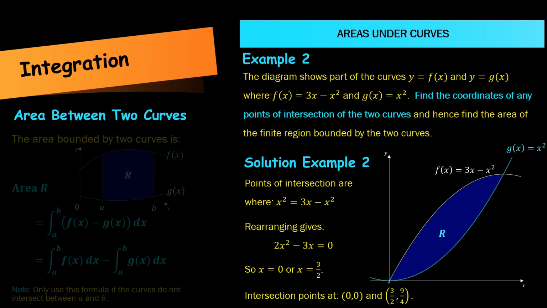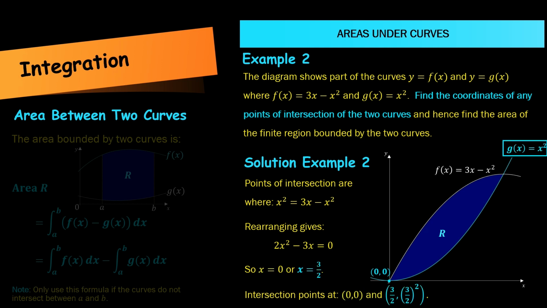Therefore, the intersection points are at 0, 0 squared. We've simply plugged in 0 into the equation for g of x equals x squared, and we would of course get the same response if we'd plugged in x equals 0 into f of x. So here's our point 0, 0.